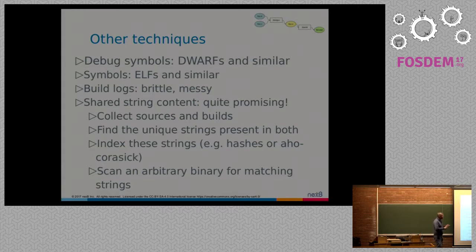OK, now let's look a bit at other techniques. So we talked about debug symbols, build logs. One very promising technique in terms of static analysis is the following. Say you have a bunch of source code for a package and a bunch of binaries, eventually built for multiple architectures. So you take raw builds from Fedora and Debian for MIPS, ARM, x86, and you have the source code. Or you have a minified JavaScript and its corresponding source code.